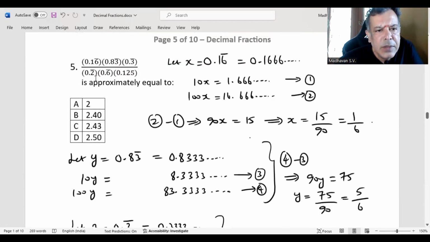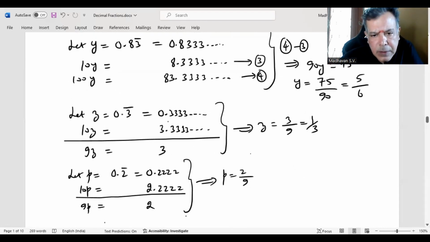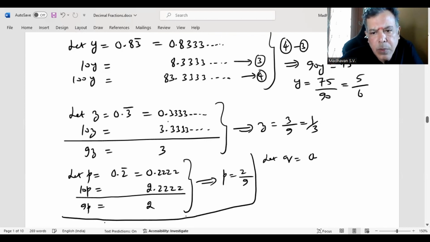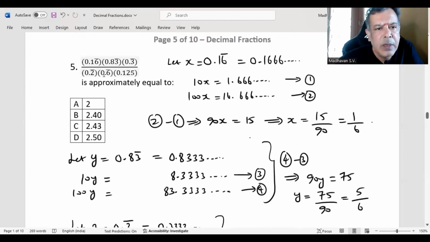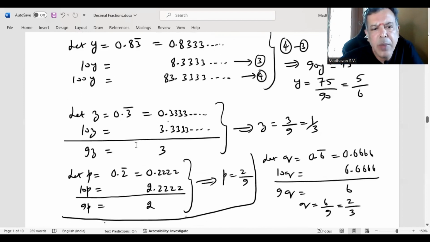Okay, now next is 0.6 recurring. Let q equal 0.6 recurring, which is nothing but 0.6666. So 10q will be 6.6666. Subtracting these two, 9q will be 6, or q will be 6 by 9, which is 2 by 3. That is our 0.6 recurring. Now 0.125 is directly 1 by 8.